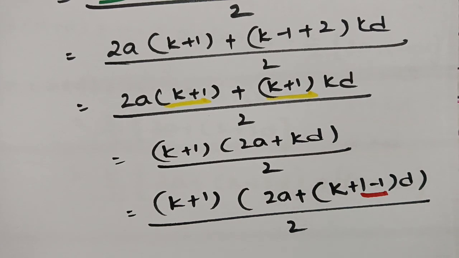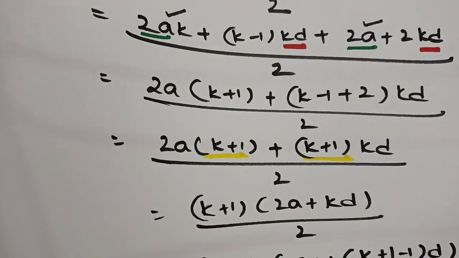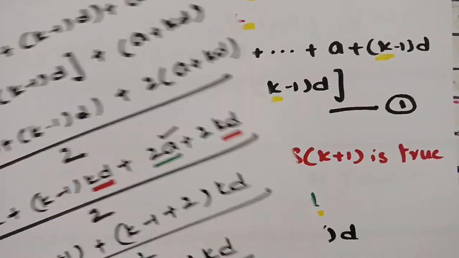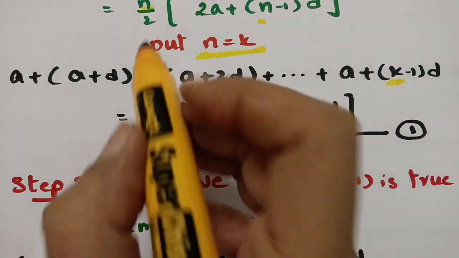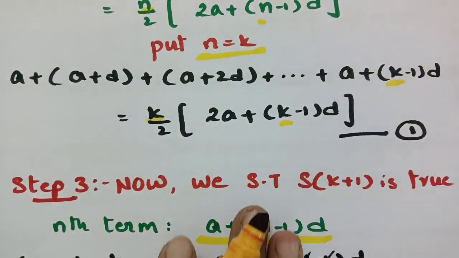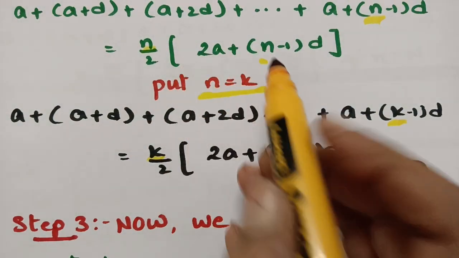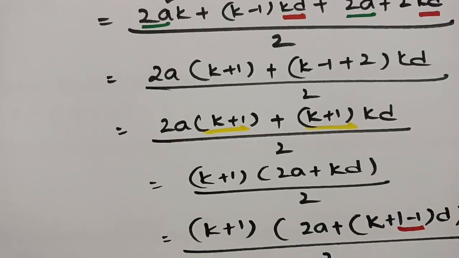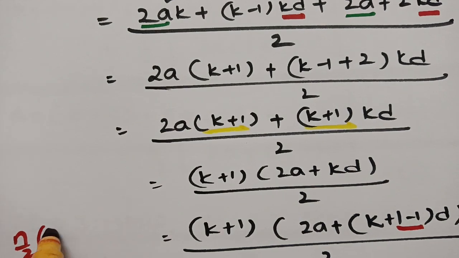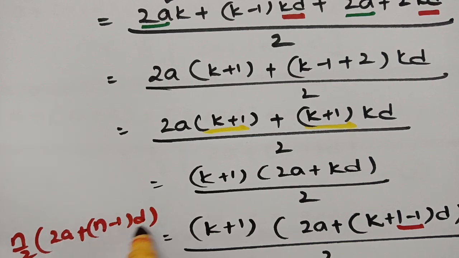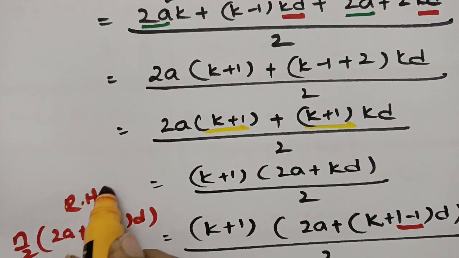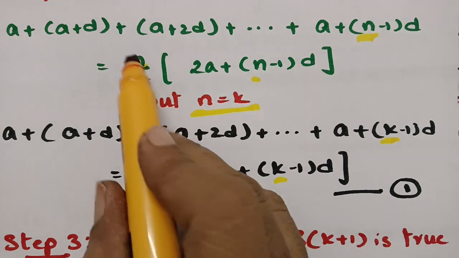So 1 here, you know why? Here I'm just showing you the nth term. So here in the RHS part, what is there? This is n by 2 times of 2a plus n minus 1 into d. So this is the RHS part. So what is the RHS part here? n by 2 times of 2a plus n minus 1 into d is the RHS part from the statement.